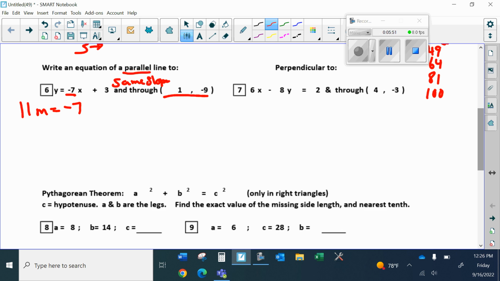And it goes through a point, so I have a point and a slope, so I'm going to put it in point-slope form. If you have to write out what point-slope form is again, then you write it out, and now you just fill it in. There's my x sub 1, there's my y sub 1, and there's my m. I'm just filling in y minus a -9 equals my slope, -7, times x minus the x coordinate, 1.